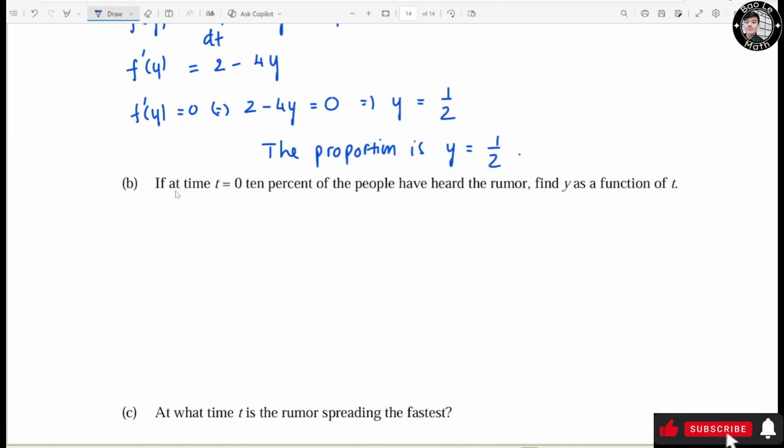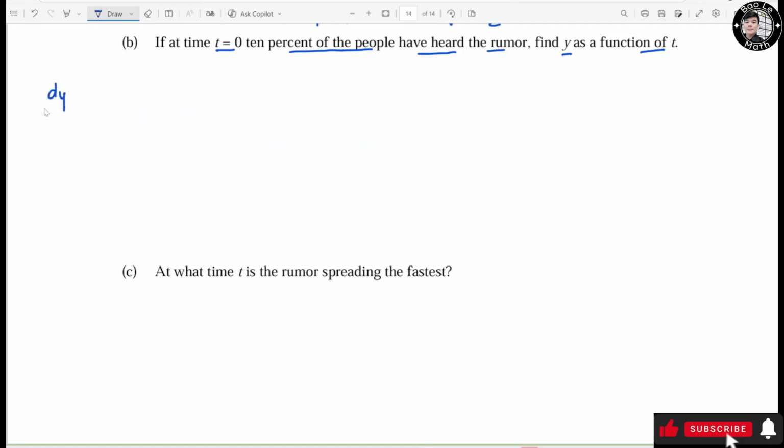Now question B. If at time t equals 0, 10% of people have heard the rumor, find y as a function of t. So we have dy/dt given by 2y times (1 minus y), right? Now we're going to separate the variables, so we have dy over y(1 minus y) equals 2 dt, right?